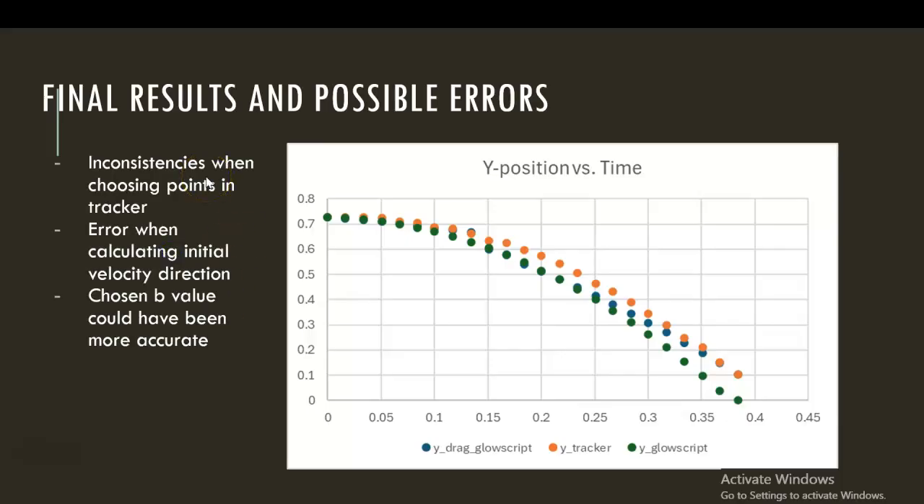The possible errors include inconsistencies when choosing points on Tracker, errors when calculating the initial velocity, and when choosing a B value. Since it was purely up to estimation, there could have been closer B values that reflected a more accurate drag GlowScript model to the actual change in the object's motion.